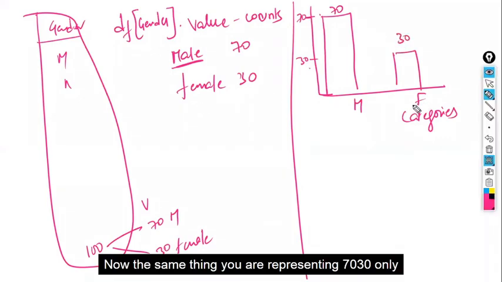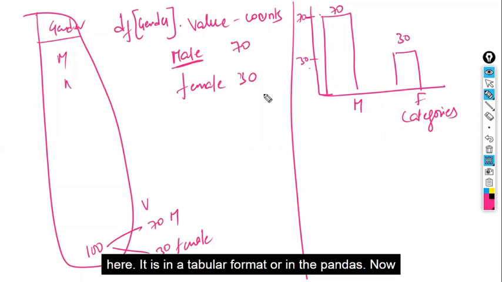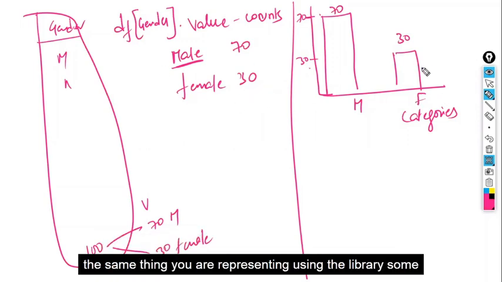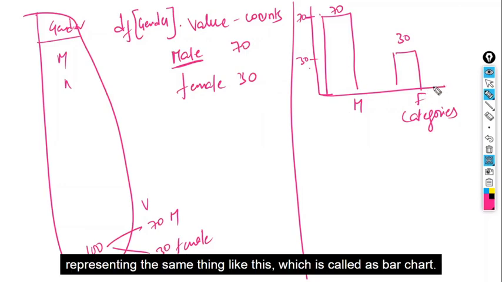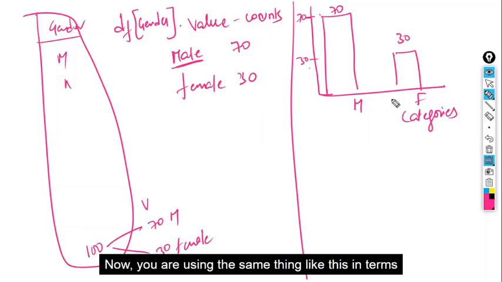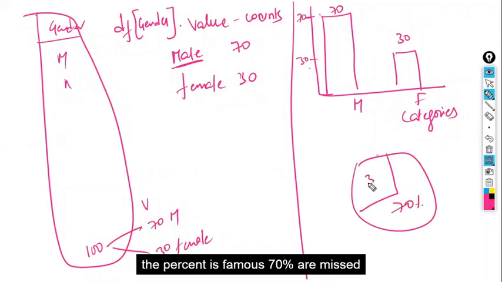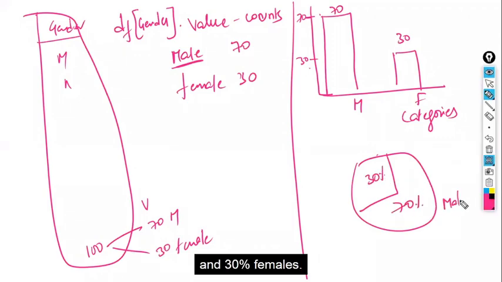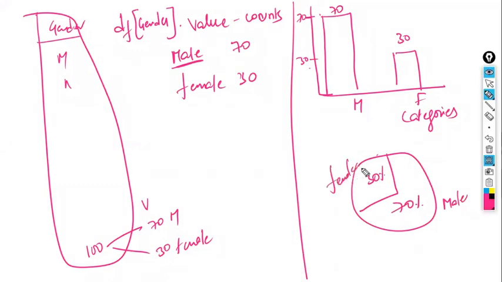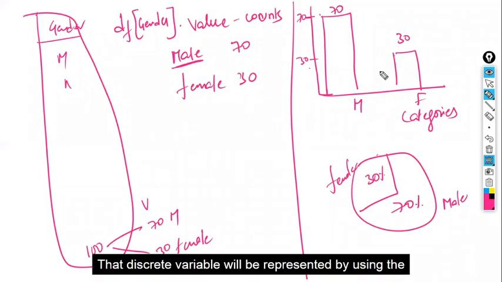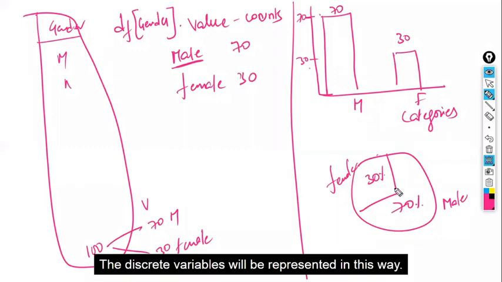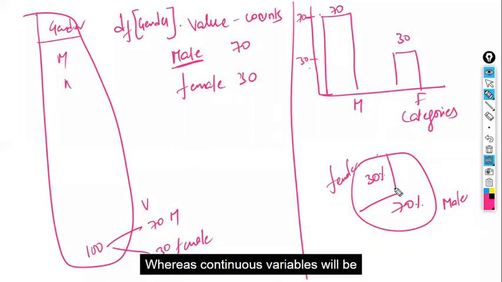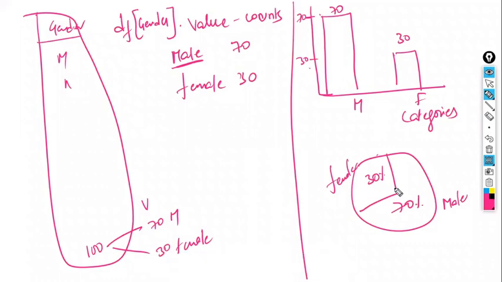Now the same thing, 70 and 30 only, is here in a tabular format or in pandas. Now you are representing the same thing using a library such as matplotlib or seaborn, like this, which is called a bar chart. You can also represent it as a pie chart, where 70% of the data is males and 30% is females. The discrete variable will be represented using the bar chart or pie chart, whereas continuous variables will be represented in a different way.